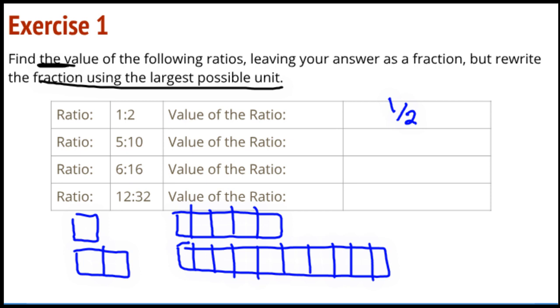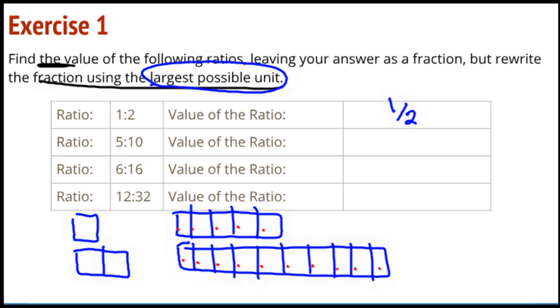Okay, here we have the ratio of 5 to 10. And the question is, can we put it into larger units? That might be a little bit confusing, but the question is, can I group together the units I have? Remembering that each of these boxes represents a unit, can I put these units together into some equal-sized groups?